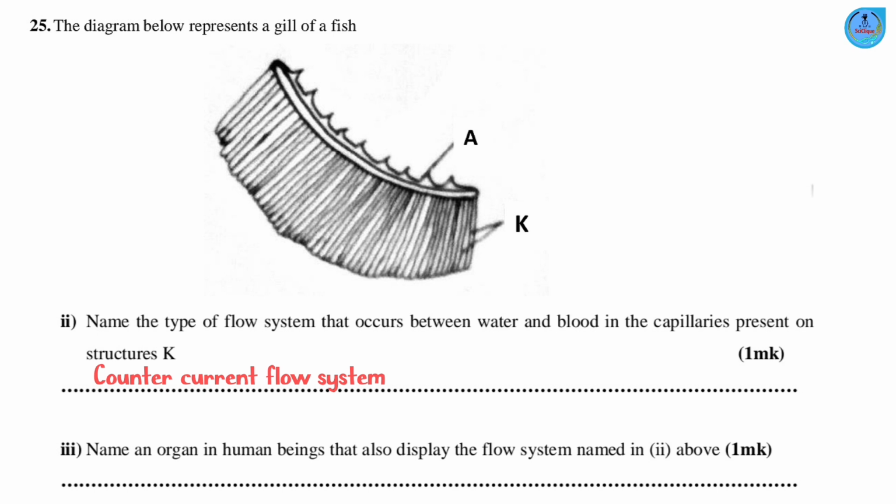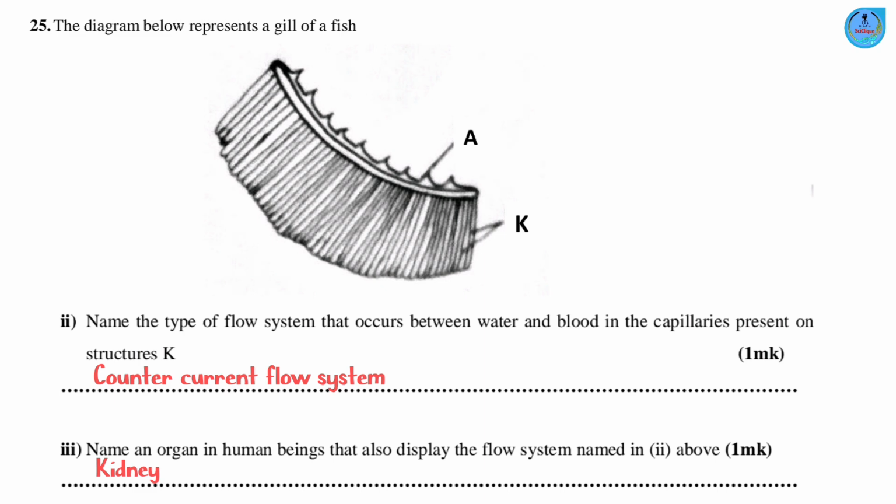Roman number 3. Name an organ in human beings that also displays the flow system named in 2 above. Okay, so the organ is the kidney. Now within the kidney, we have the nephrons. Now, in the loop of Henle within the nephron, you're going to have a counter-current system as such. But you cannot state your answer as the nephron because the question is asking you for an organ, and that is the kidney.